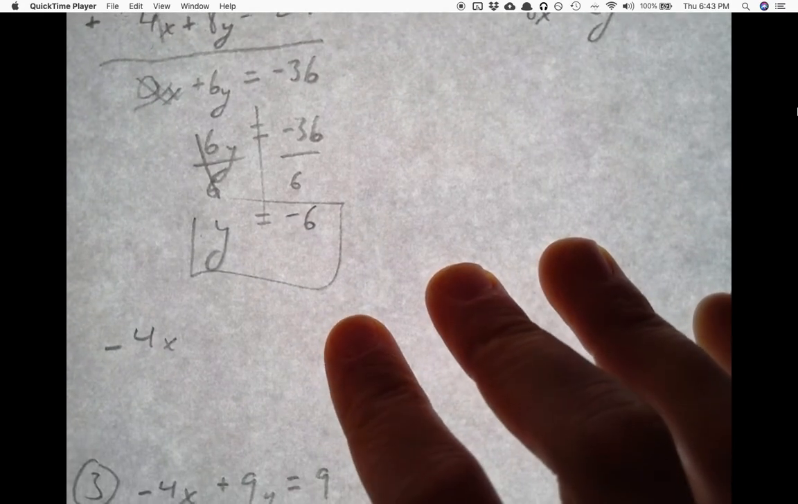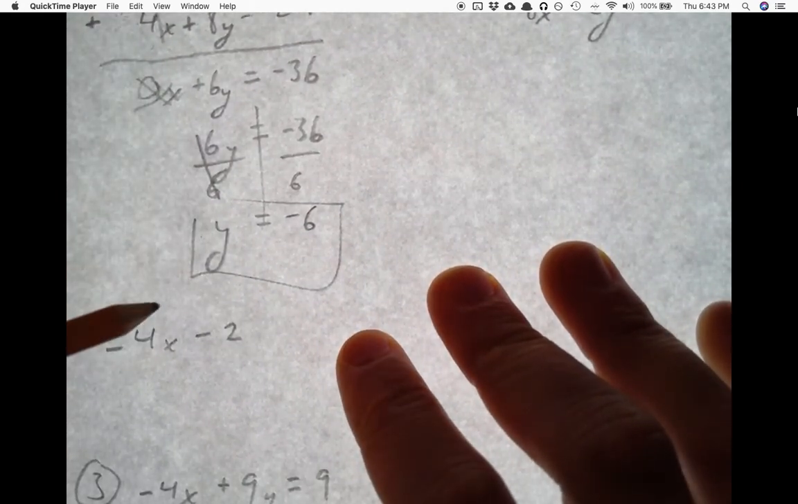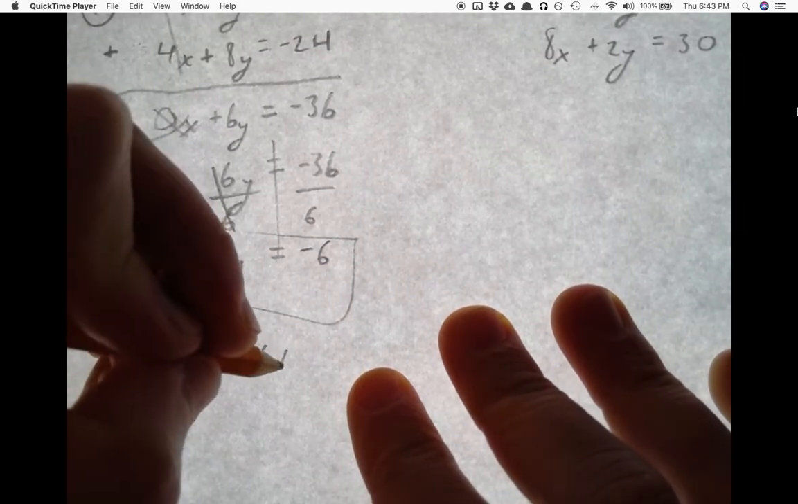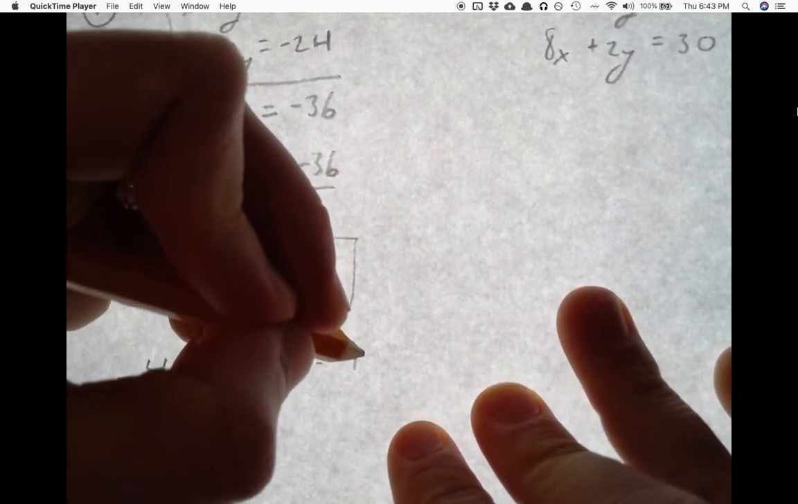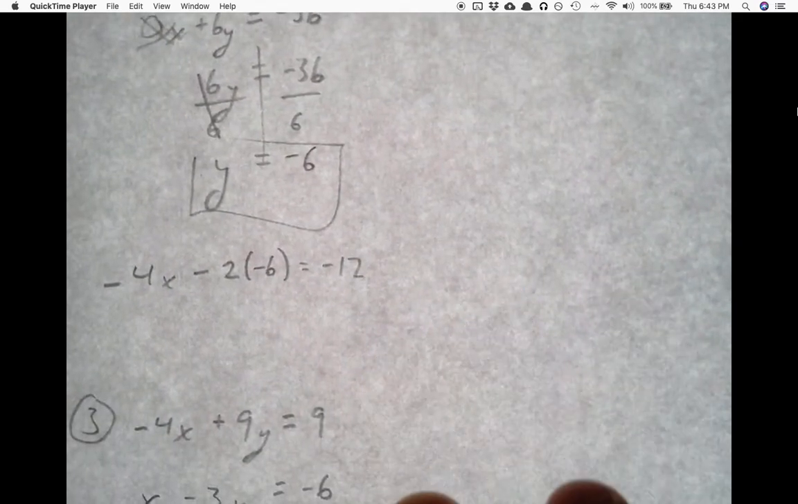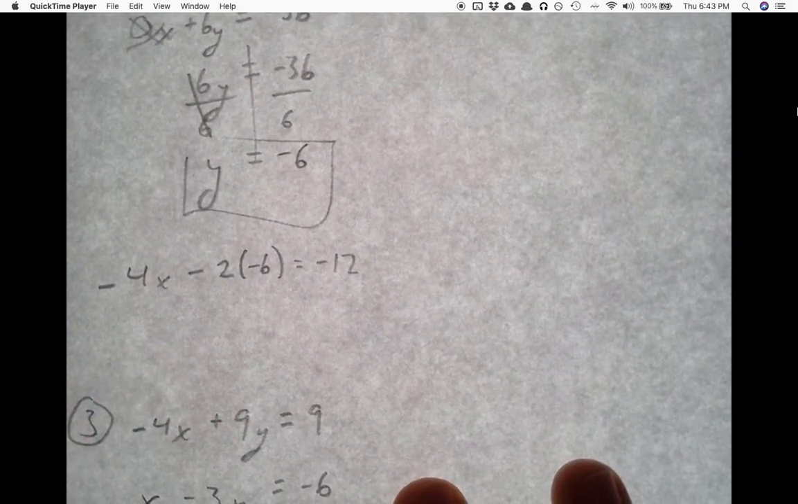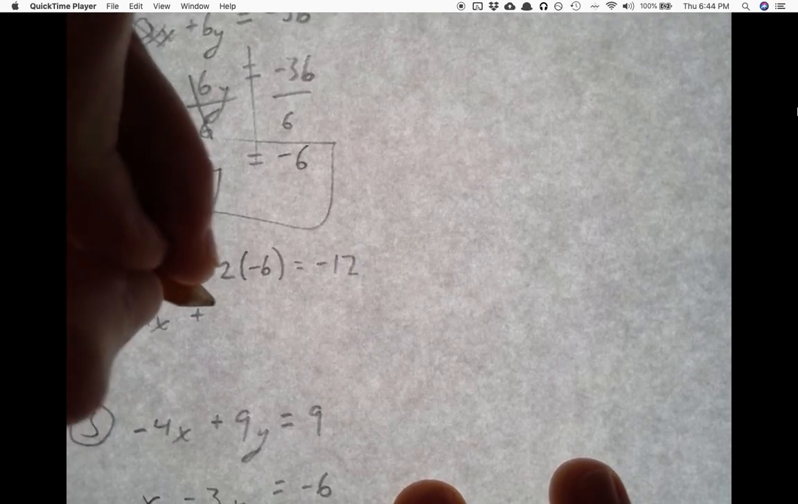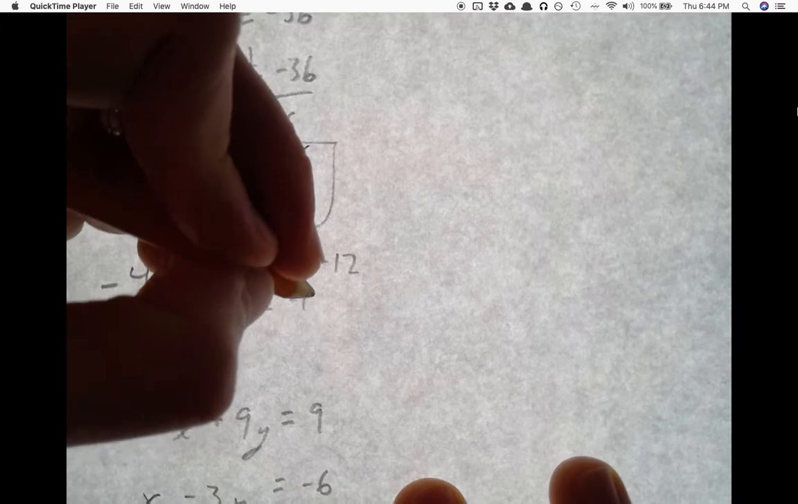-4x minus 2 times y. I'm going to put -6 in its place, equals -12. Alrighty, and now I have one variable. I can solve this, right? -4x plus 12 equals -12.